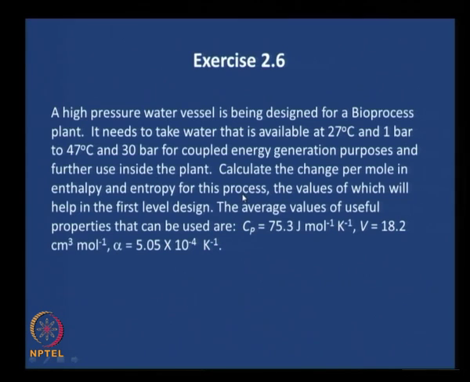The average values of useful properties that can be used are Cp equals 75.3 joules per mole per Kelvin, molar volume is 18.2 centimeter cube per mole. This is a nice number to remember, this is for water, H2O, 18.2 centimeter cube per mole. Alpha is 5.05 into 10 power minus 4 per Kelvin. Please go ahead, take about 10 minutes and work this out, and then I will present a part of the solution for you to go forward.